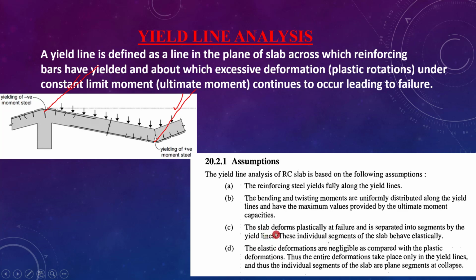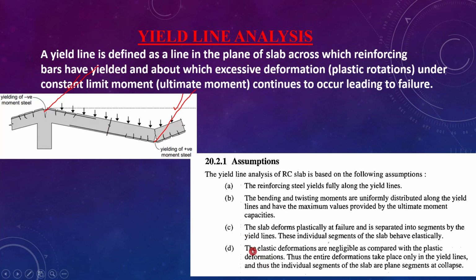Three, the slab deforms plastically, that is the slab deformation you can see like this. It deforms plastically at failure and is separated into segments. After this failure of yield line 1 and yield line 2, we have this segment left, and this another segment. So it is separated into segments by the yield line. The individual segments of the slab behave elastically. So all the yielding happens only at this yield line. The segment portion will behave elastically.